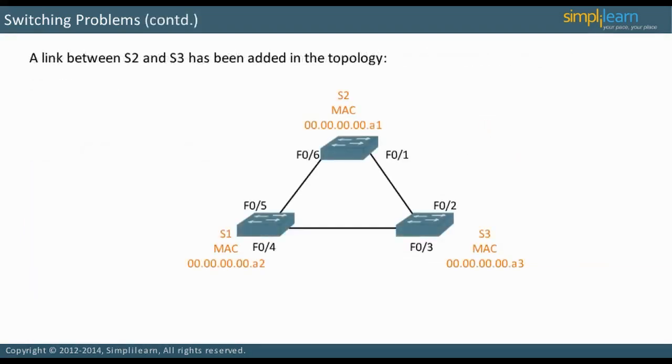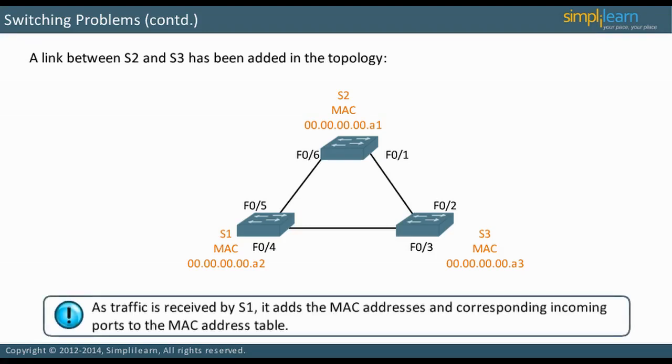Let us add a link between S2 and S3. Now S1 has two ways to get to S3 and two ways to get to S2. Due to these multiple paths available in different directions, many MAC addresses are used and stored, which leads to redundancy. As traffic is received by S1, it adds the MAC addresses and corresponding incoming ports to the MAC address table. Take some time to study the change in topology. Let us continue this in the next slide.